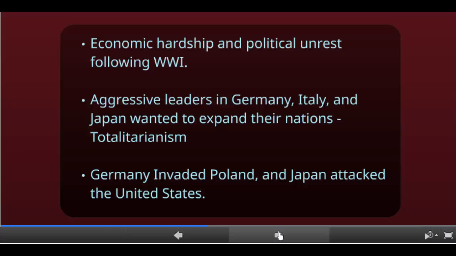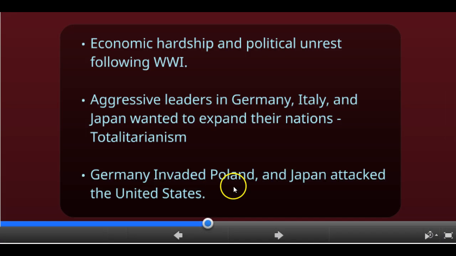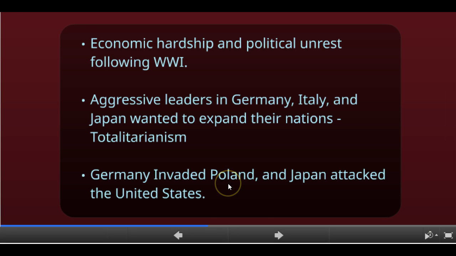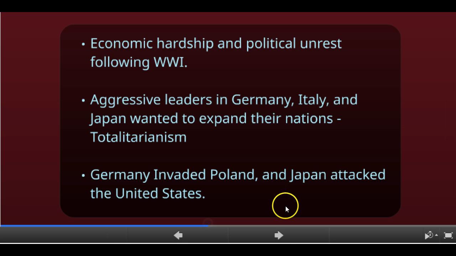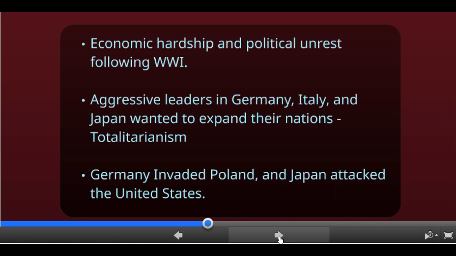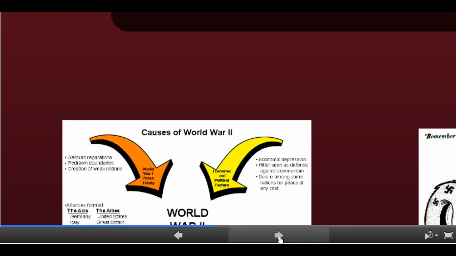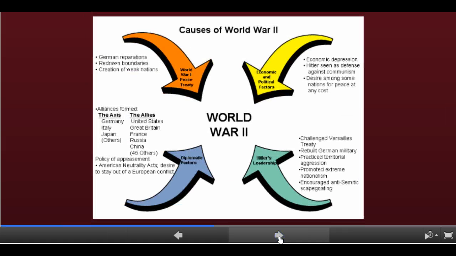Germany invades Poland and Japan attacks the United States. Those are pretty much the major causes of the war, or what starts the war. Germany invades Poland. This starts the war in Europe. The United States tries to stay out of the war as long as possible until Japan attacks Pearl Harbor. And you see here we have the causes of World War II.